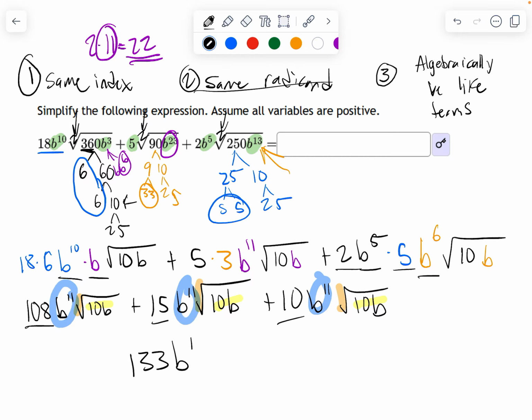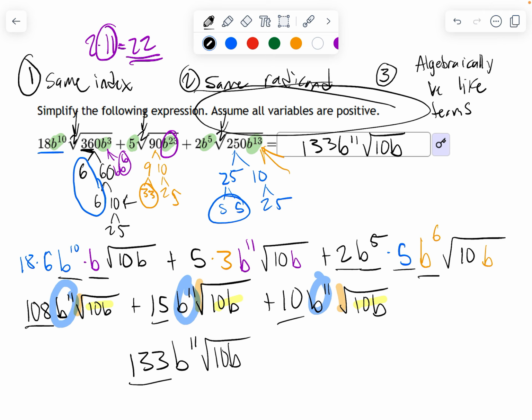Reminder, when you add, powers do not change on variables, and radicals do not change when you add either. Literally, it's only the number in front that will change. So 133, b to the 11th, square root 10b. And because our variables are positive, we're not worrying about any kind of absolute values or anything. All right. Whew. That's as crazy as it gets. That one was a little long. It's a little hardy on the simplification. If you take your time, you're going to be totally fine.